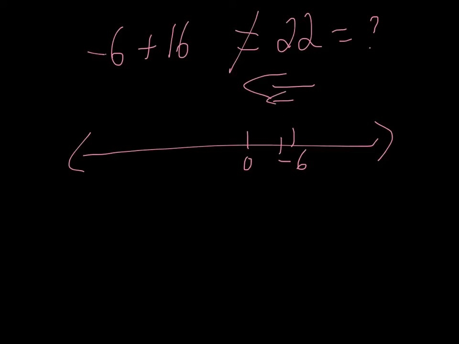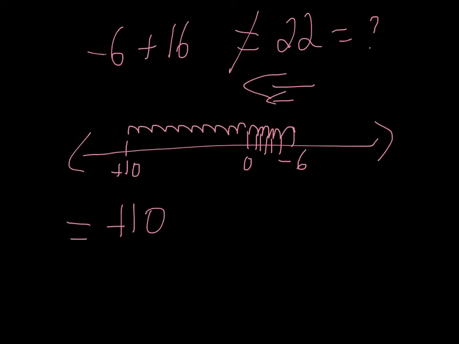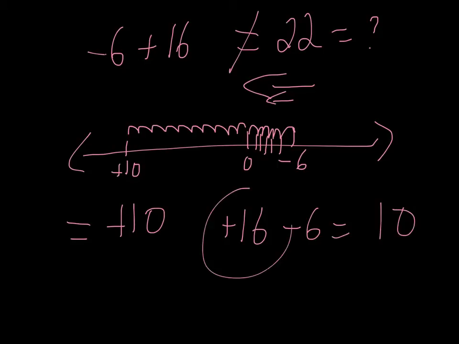So that was 5, 4, 3, 2, 1. I have to go 1, 2, 3, 4, 5, 6, 7, 8, 9, 10, 11, 12, 13, 14, 15, 16, which would actually leave me at positive 10, which means my final answer will be positive 10. You could also look at this as 16 minus 6, which would be 10, because this is the bigger number, so it's always going to be subtracting from that.